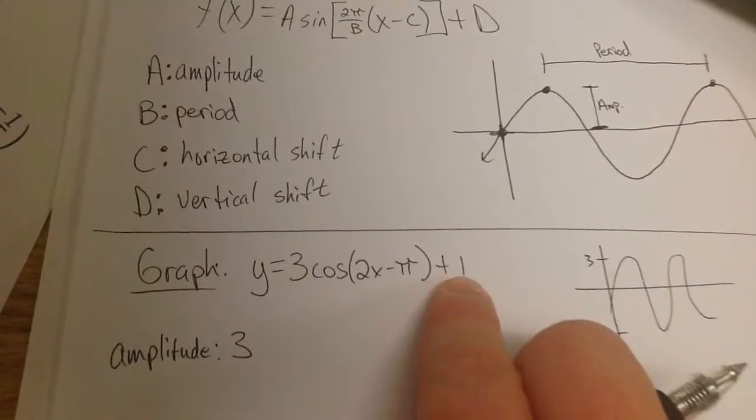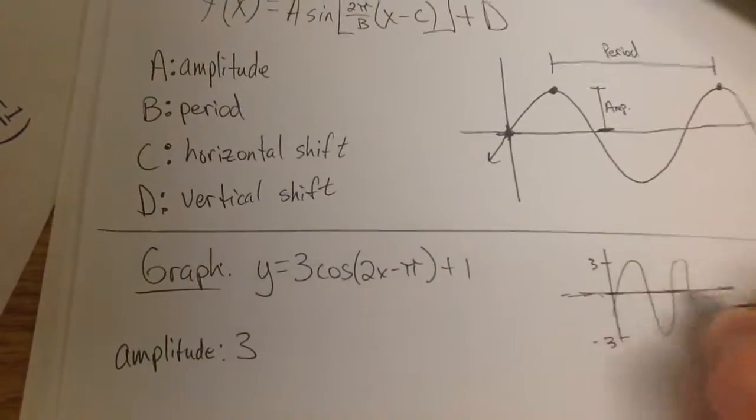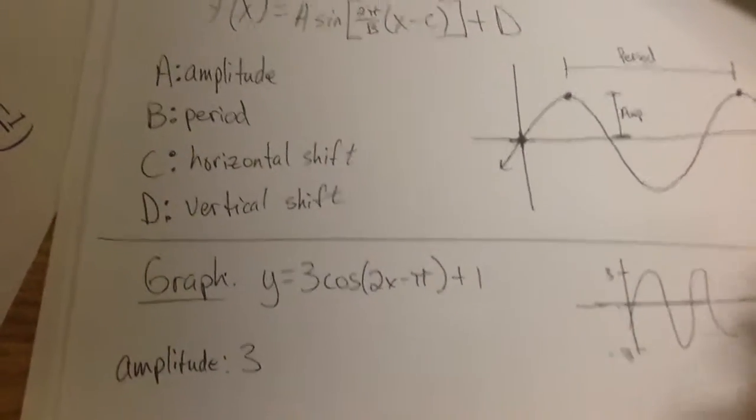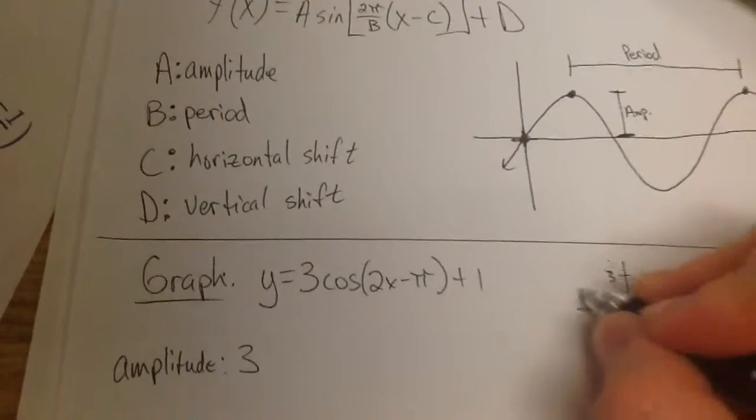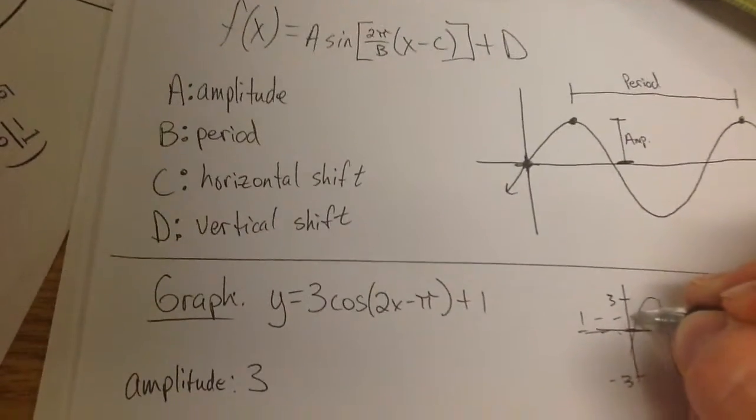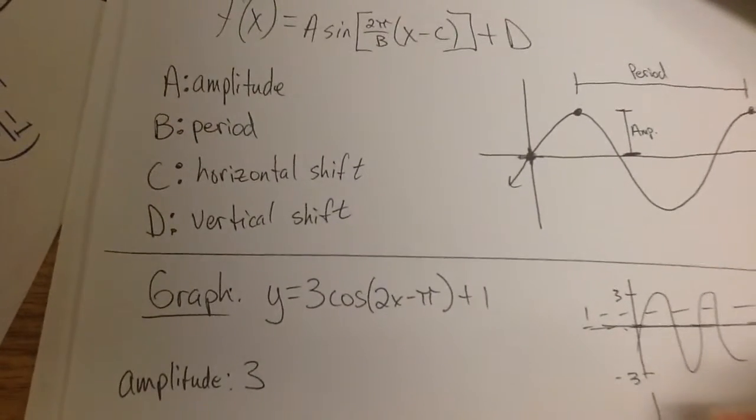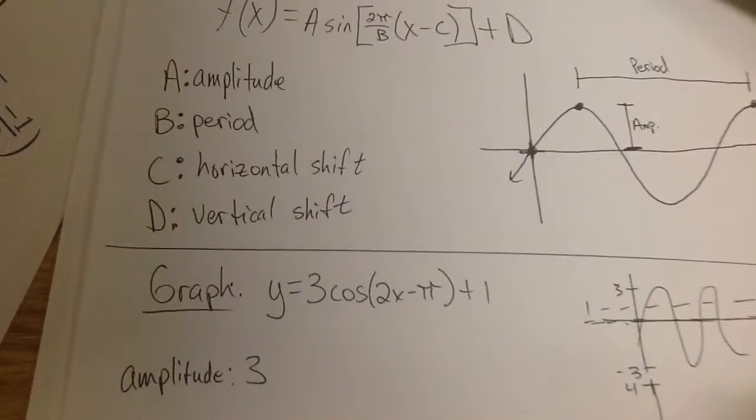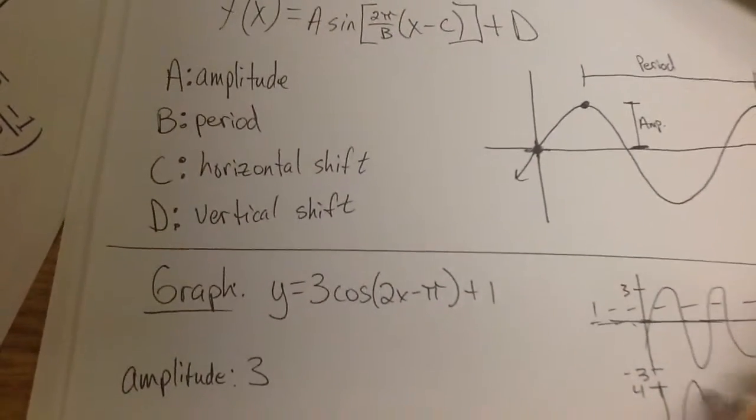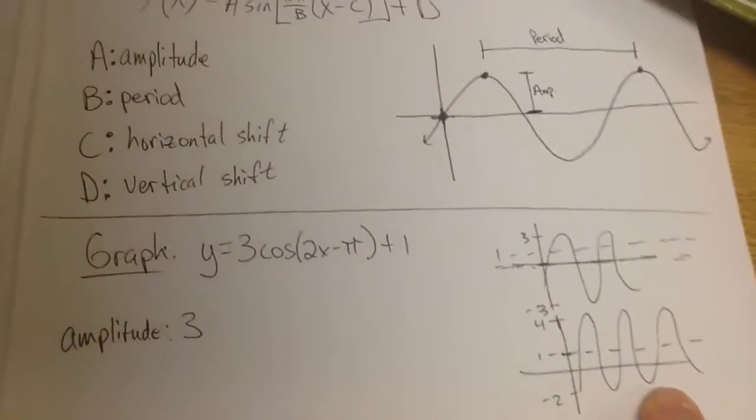Our vertical shift is up 1. So we have a center line through these where they oscillate up and down around. That's going to be shifted up 1. So now that center is going to be up here at 1, which means with my amplitude, I'm going to get up to 4. Here's 1, my center line. So I'm going to go up to 4 and down to -2. That's just a rough sketch of where I'm headed, right?